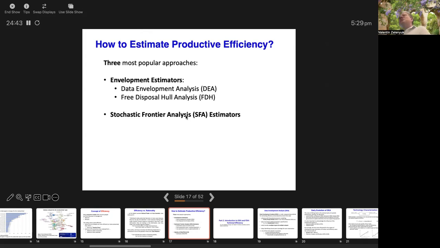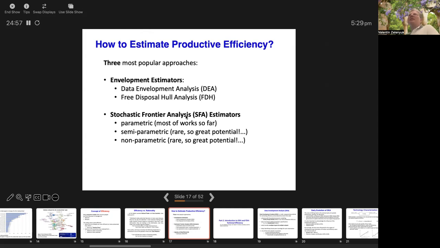The second approach is called stochastic frontier analysis, or SFA, as econometricians like that approach. And there are three types there: parametric, semi-parametric, and non-parametric. Okay, there's a great potential. So if you want to do some research there, you can exploit that potential and develop something there. Okay, and then there is a hybrid of these approaches, a hybrid of DEA or FDH with SFA. And one of them is what we call the stochastic DEA or stochastic FDH.